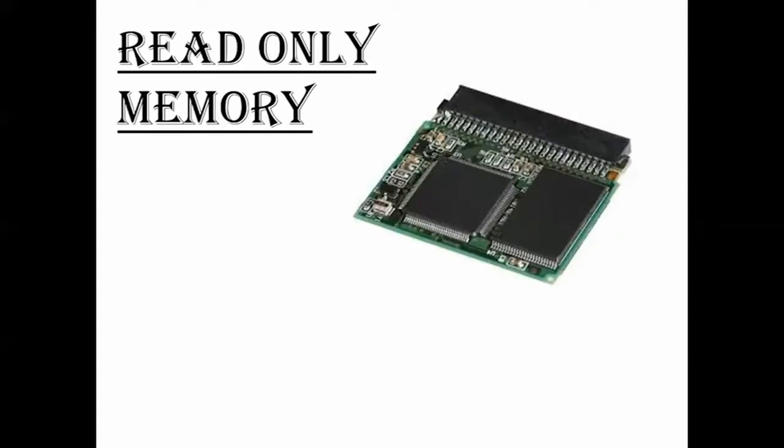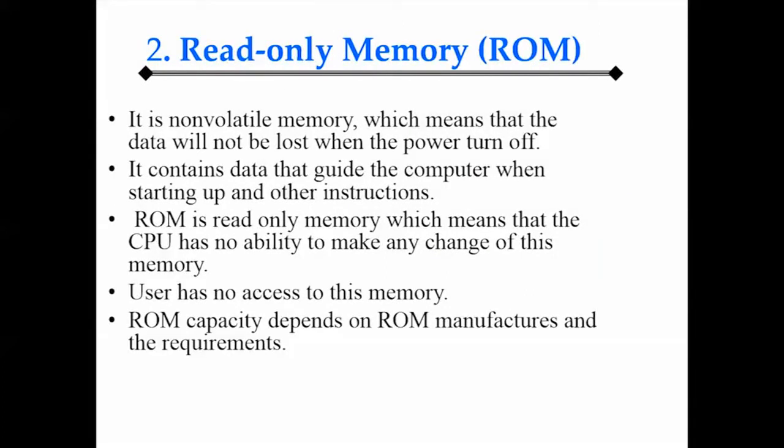Coming to the read-only memory, it is also known as the firmware, and ROM chips are used not only in computers but also in other electronic items as well. It is non-volatile memory, which means that data will not be lost when the power is turned off. It contains data that guides the computer when starting up and other instructions. ROM is read-only memory, which means that the CPU has no ability to make any changes in the memory. The user has no access to this type of memory, just like RAM. ROM capacity depends upon the ROM manufacturers and the requirements.